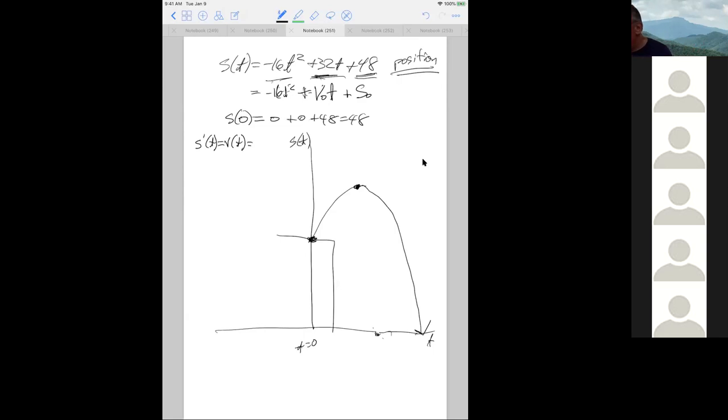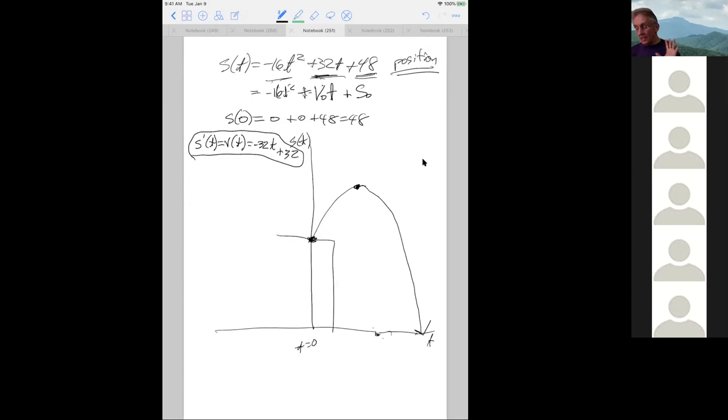And now if I take the derivative of S of t, bring the 2 down front times negative 16, I've got negative 32 t to the first, and then take the derivative of the second term, I get plus 32. And then I take the derivative of 48, I get 0. So it turns out that this is the velocity function. At any time t, that is how fast the item is moving.